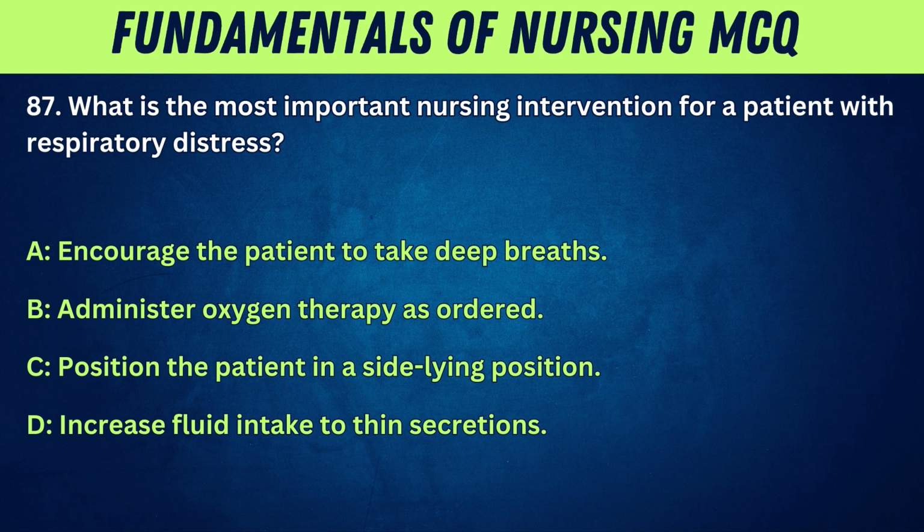87. What is the most important nursing intervention for a patient with respiratory distress? A. Encourage the patient to take deep breaths. B. Administer oxygen therapy as ordered. C. Position the patient in a side-lying position. D. Increase fluid intake to thin secretions.